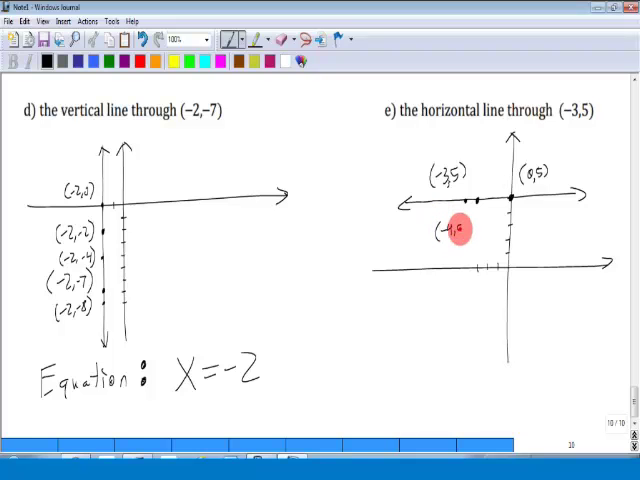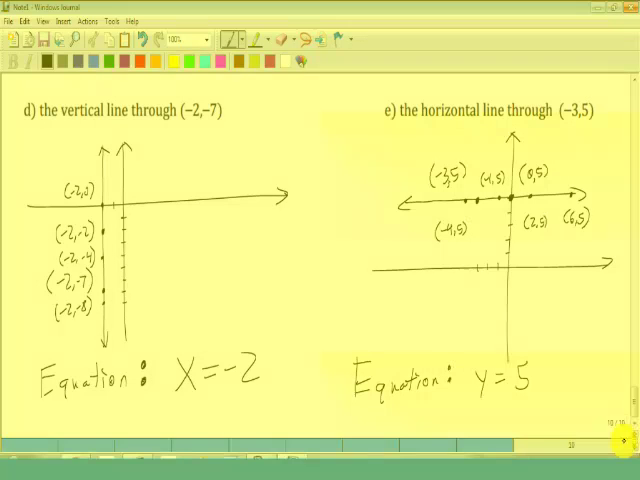Negative 4, 5. Negative 1, 5. 2, 5. 6, 5. What would be a good equation for this line? y equals 5. There we go. So in the equation of a horizontal line, y equals a constant. There is no x variable in the equation of a horizontal line, because the impact of x wouldn't really change anything. You can let x be whatever it is. y is going to be 5. That's really all that matters if you're on a horizontal line. So y equals a constant.